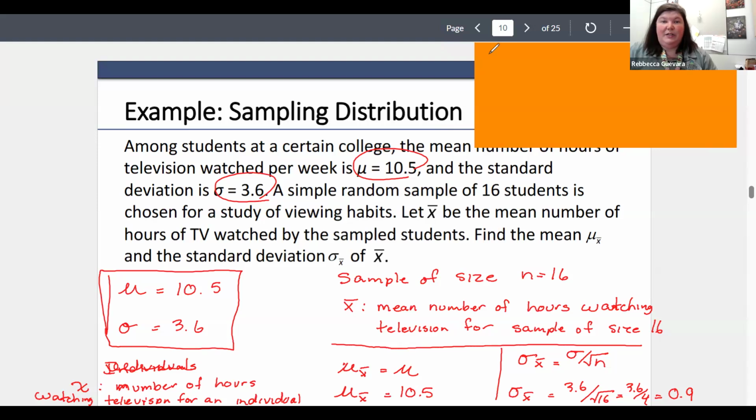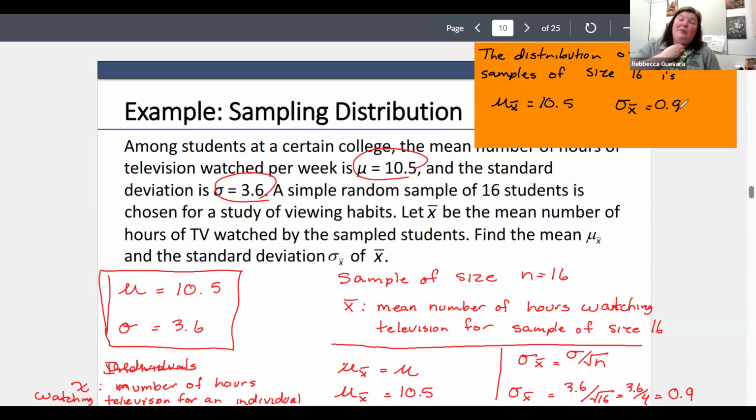So if we had a distribution of x bars, the distribution of means, and it has, like I said, the sample size matter, for a sample of size 16 the mean is going to be 10.5. That's an easy one to figure out. And the standard deviation is going to be 0.9. Remember, this is looking at means. So it's telling me that if I take a bunch of different means, they're averaging 10.5, and they only vary from that center by 0.9.